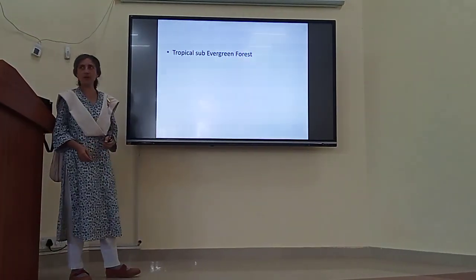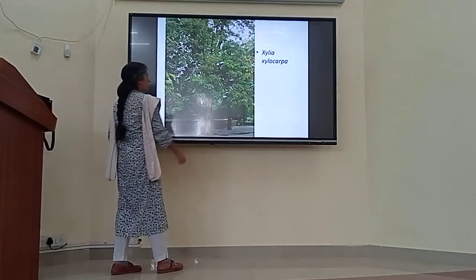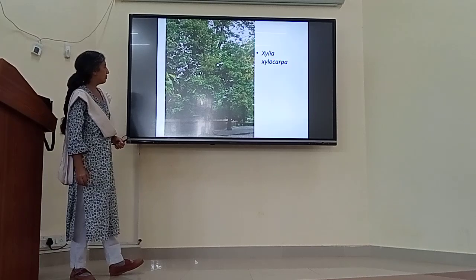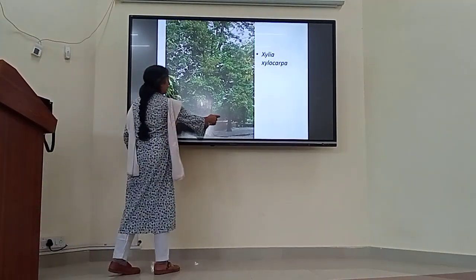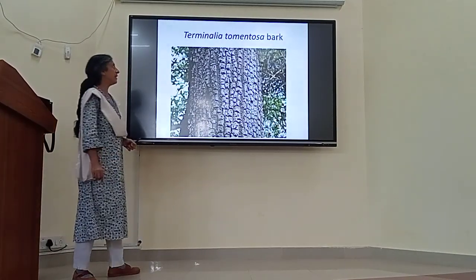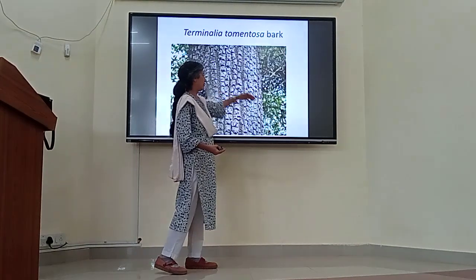Tropical sub-evergreen forest. Under the tropical sub-evergreen forest, we have another type of tree species, Xylia xylocarpa. You can see this is also a very good tree. And then you have Terminalia tomentosa. If you look, this is how the bark of Terminalia tomentosa looks.